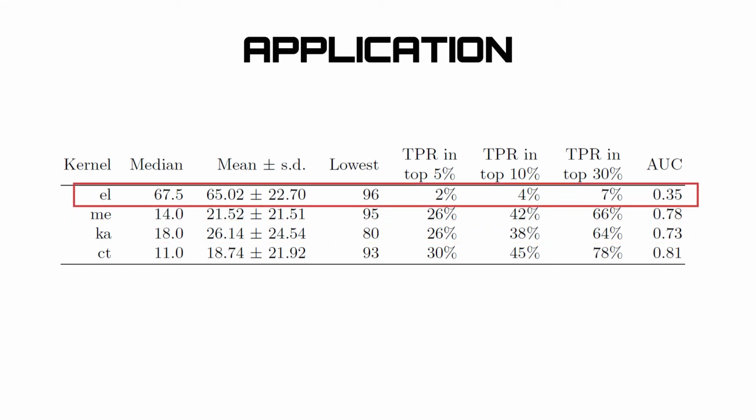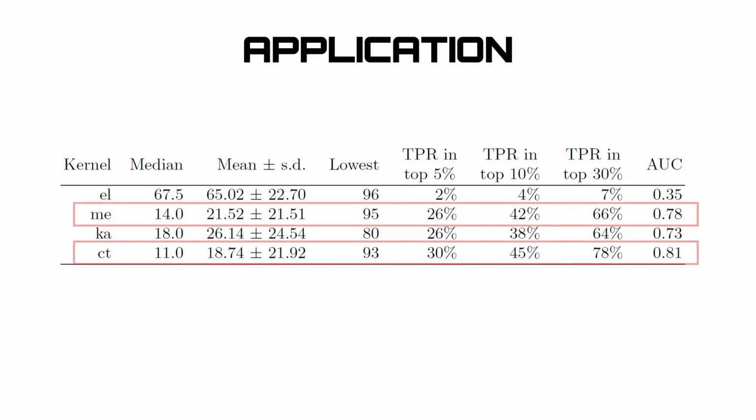Exponential Laplacian is destroying this data predisposition to target predictions, but the rest of the kernel types are improving base results, with commute time offering the best performance for this problem.